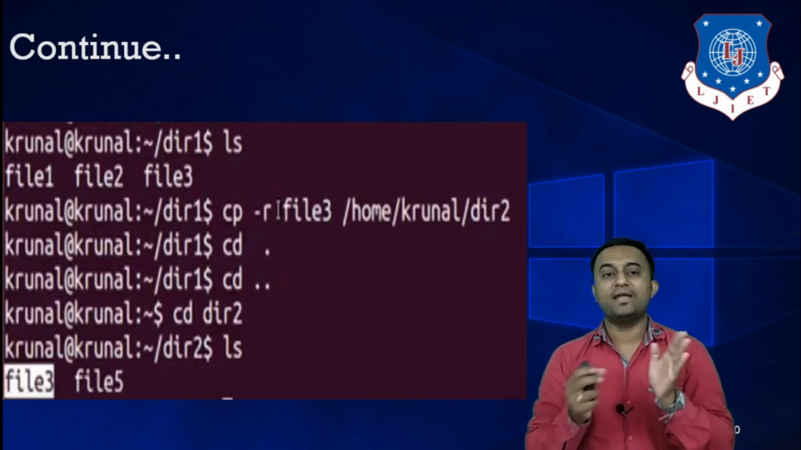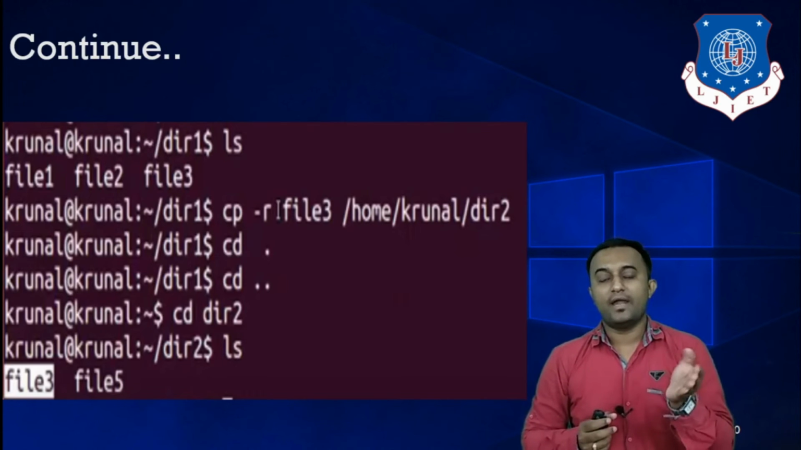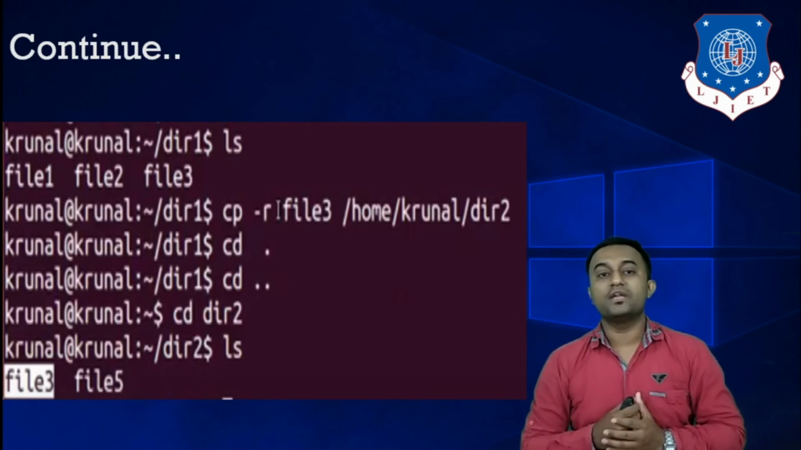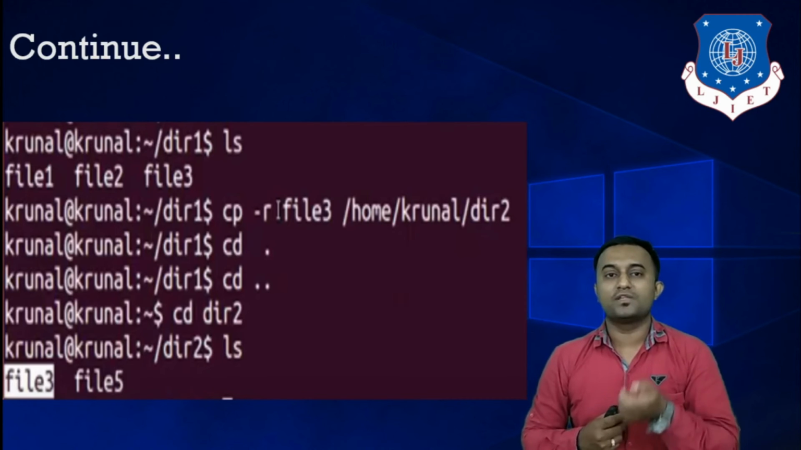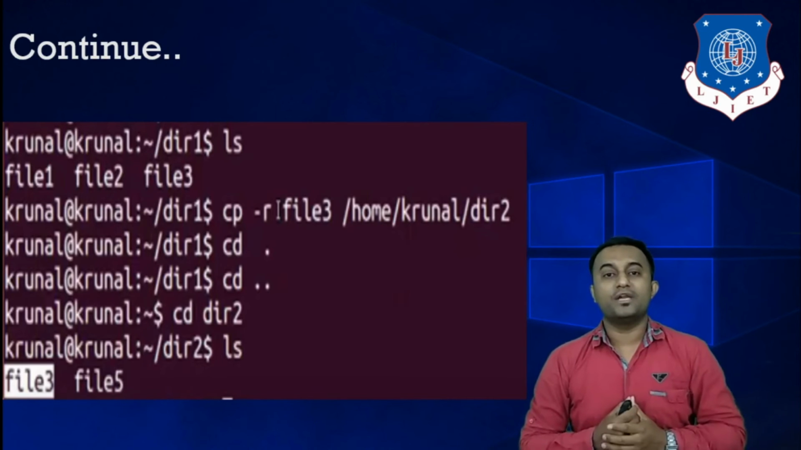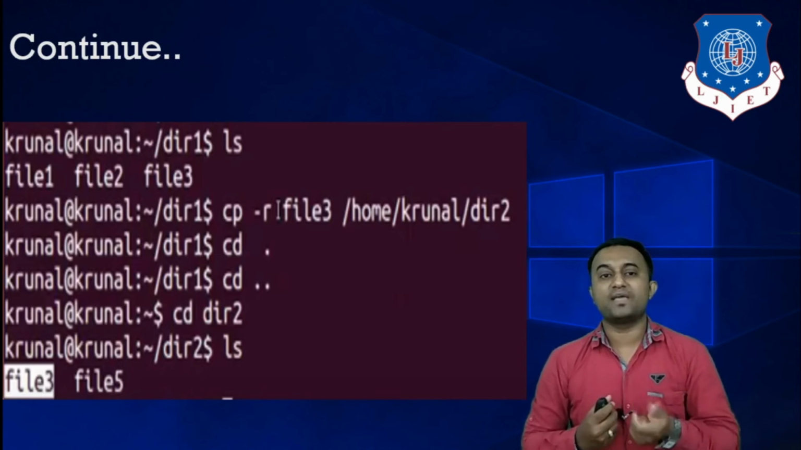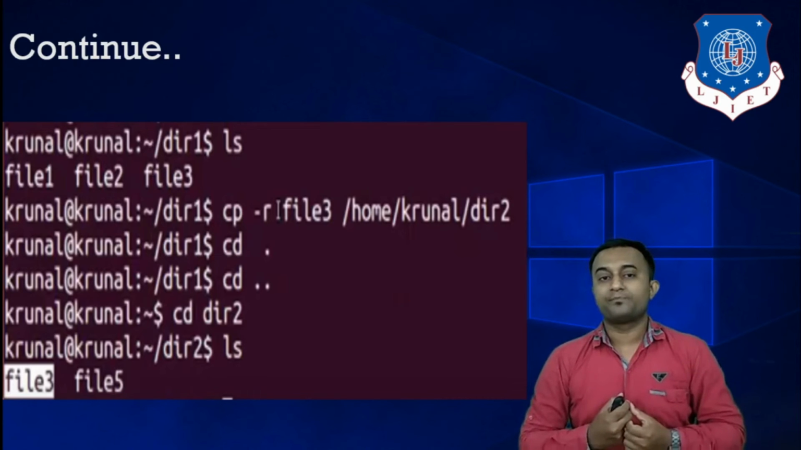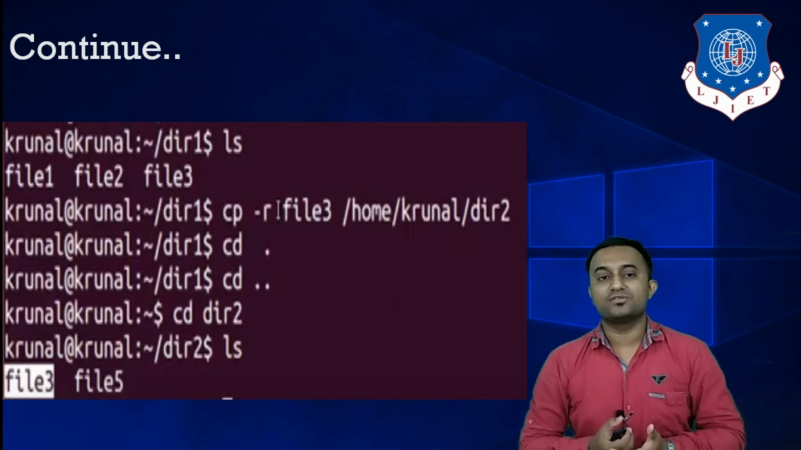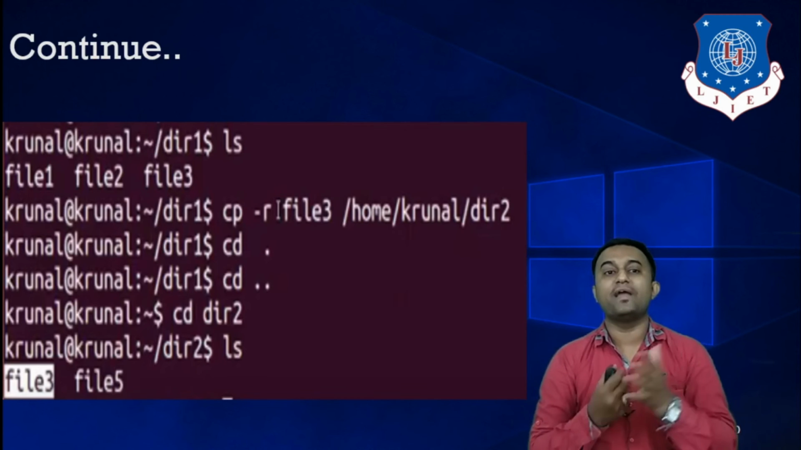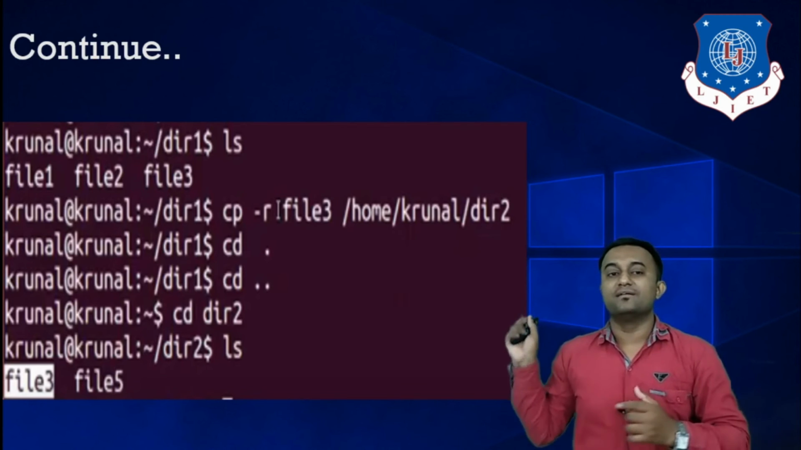So once you fire that command, you can see, and again you need to enter into directory 2, because you need to check whether file 3 is copied into directory 2 or not. So cd space directory 2. So again you need to fire ls command. Once you fire ls command, you will have file 3. You can see it is highlighted.